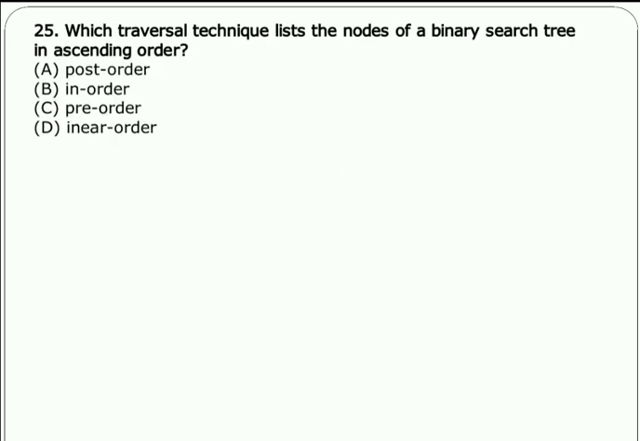Which traversal technique lists the nodes of a binary search tree in ascending order? In-order traversal of a binary search tree always gives the sorted order. So option B is the correct one.